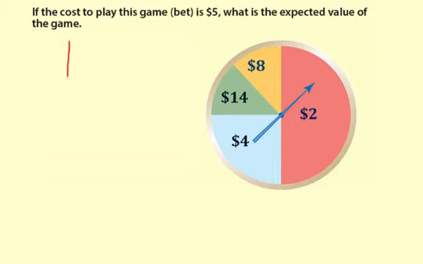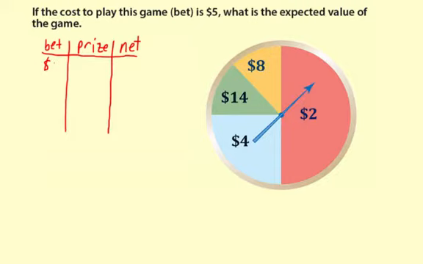So I'm going to make another table, only I'm going to put in another column. The bet, the prize, and then the net. And the net being the net result. So there are 4 different results, so each way you're going to spend $5 to play. So that's your bet.